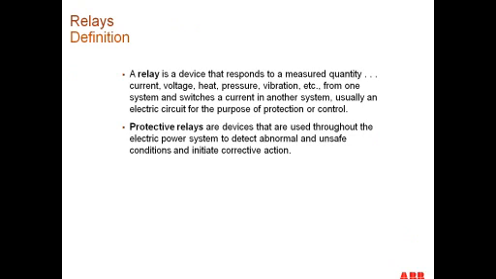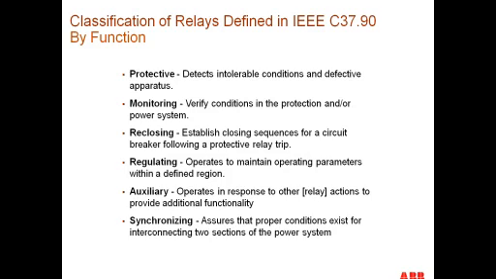So the common definition for relays now is a device that responds to a measured quantity of current, voltage, heat, pressure, vibration, or some other physical quantity from one system and switches the current in another system, usually an electric circuit, for the purpose of protection and control. Protective relays are devices used throughout the electric power system to detect abnormal or unsafe conditions and initiate corrective action. We can classify relays according to IEEE C37.90, which is a standard by which relays are manufactured and tested.